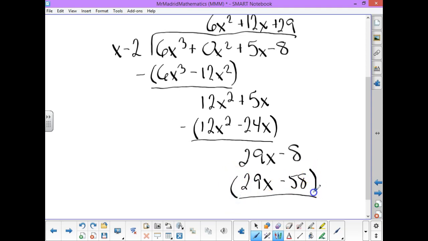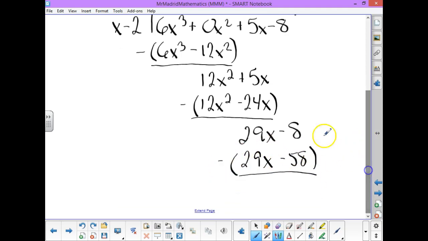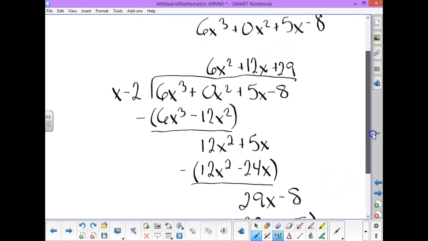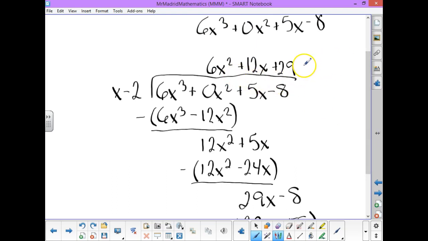We're going to put parentheses on that and subtract these quantities. These leading terms cancel. Now I have, careful, negative 8 minus a negative 58, or negative 8 plus 58, which leaves me with 50. So 50 is essentially the remainder. What we can do here is add a plus 50, and here's our divisor. So with that said, here's our dividend, here's the divisor, and here remaining is our quotient.